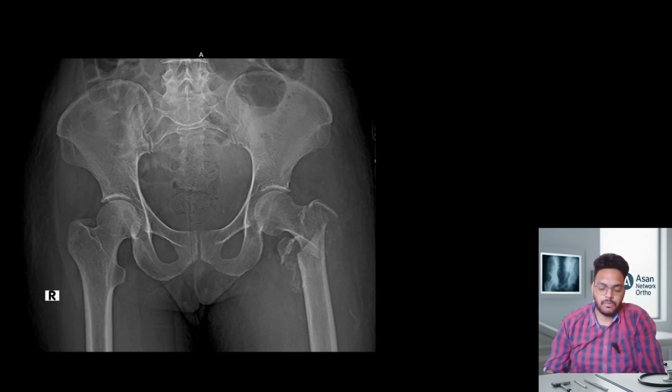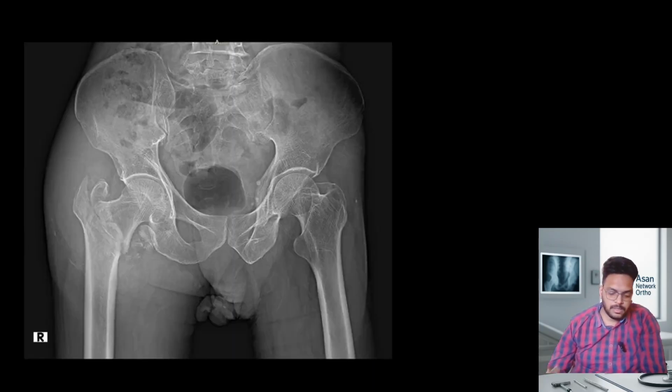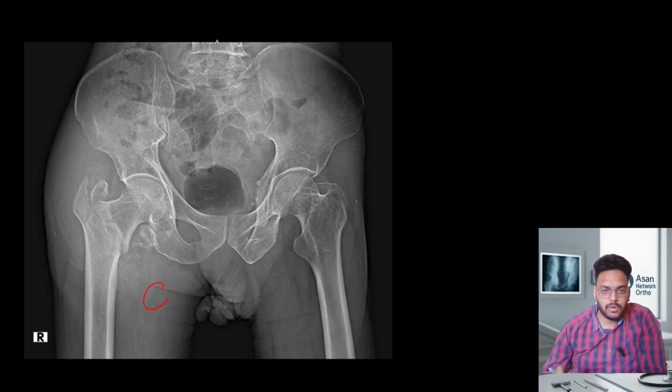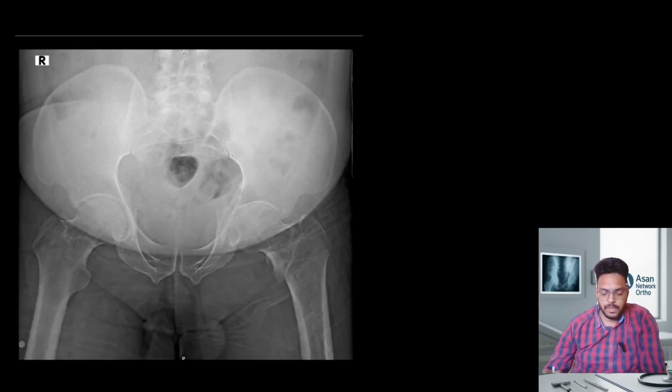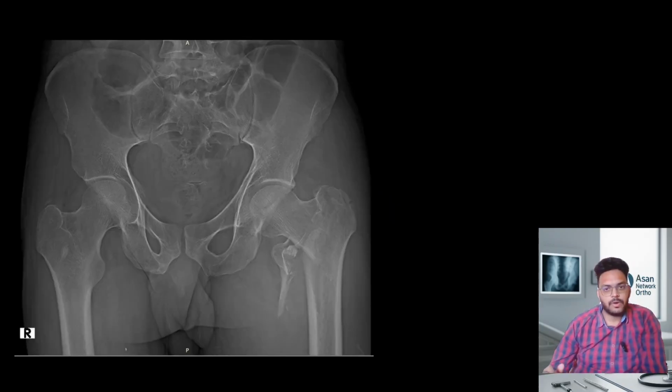So for this, what are you going to do? For the B X-ray, what are you going to do? Comment in the comment section. Then this is for the C. For the C X-ray, what are you going to do? Whether you are going to plate it using a DHS, or you are going to do an IM nail. Then for the D X-ray, this is the D X-ray, and here is the fracture line. For the D X-ray, what are you going to do?